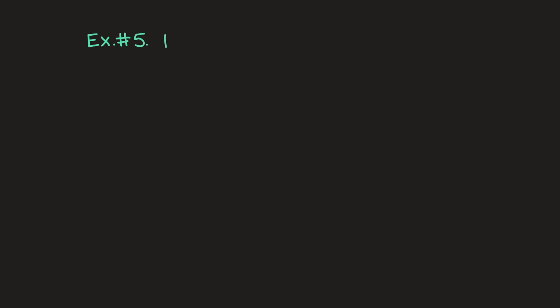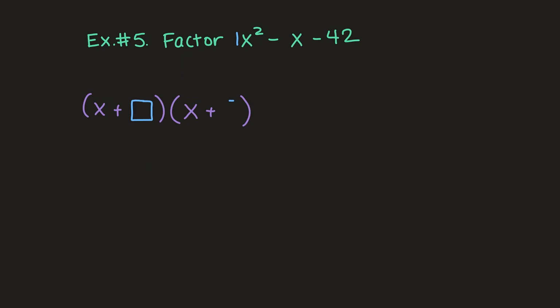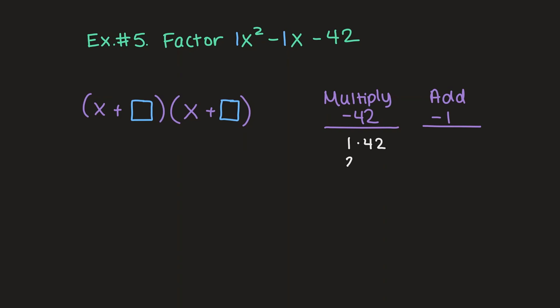Let's try one more example. We want to factor the following trinomial, and since the coefficient of x squared is 1, we can use the shortcut. So we write the first term of our binomial factors, and now we want to find two numbers that multiply to -42 and add to -1. For now, when listing the factors, let's just ignore the negative sign, but adjust the signs after we find the correct pair.